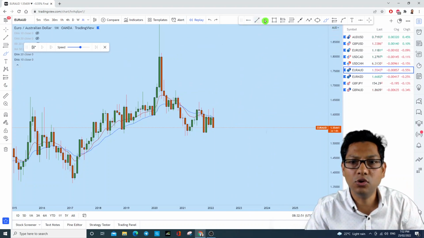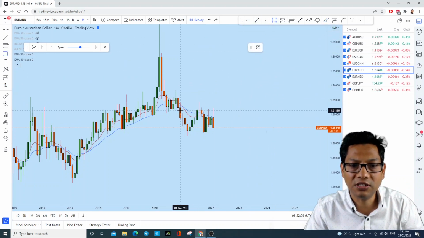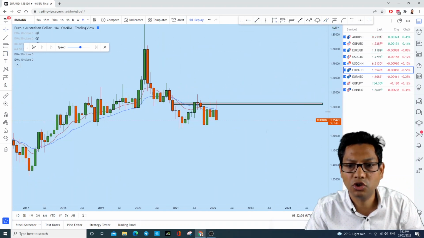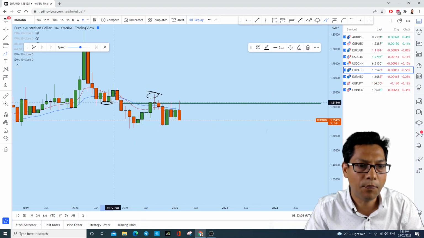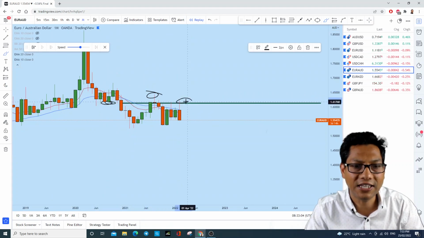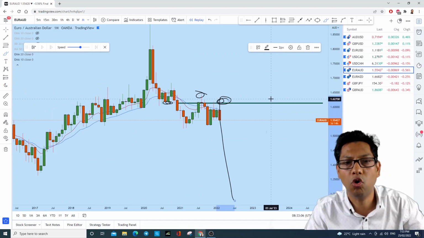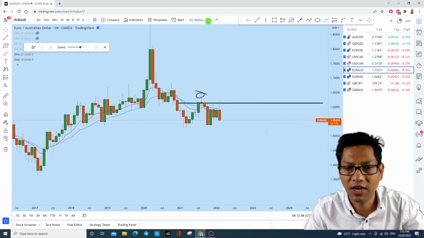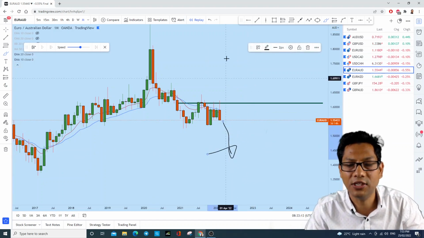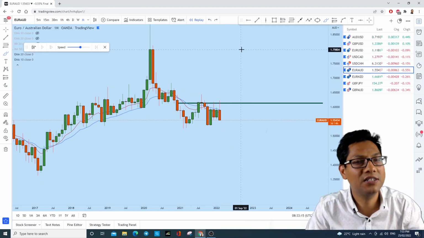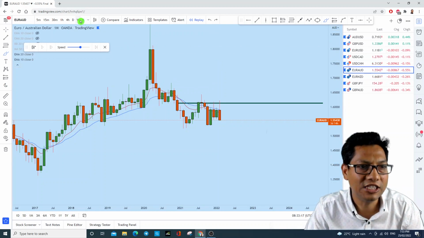So what you saw is that Euro AUD just rejected from this strong level of resistance. Why is it a strong level of resistance? Look at the past. There is a resistance here, and also there is a support here from the same zone that has now acted as a resistance, and we see a strong rejection to the downside. So from here Euro AUD is likely to drop, and the fundamental news is also impacting this pair.